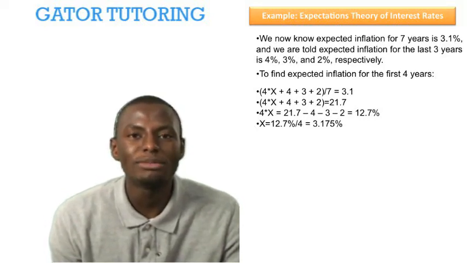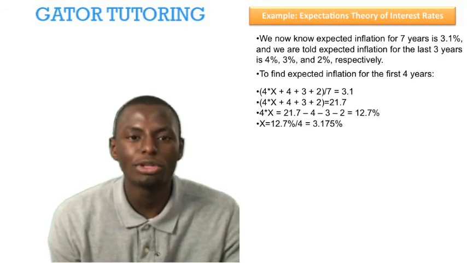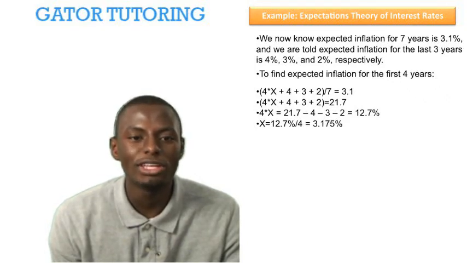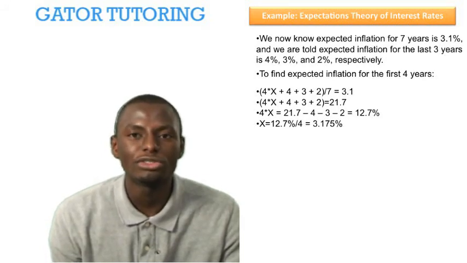So we have 4 times x plus 4 plus 3 plus 2, divided by 7, equals 3.1. That is to say, the average of inflation over all 7 years equals 3.1, as we found with our bond. So now we can just solve this equation.